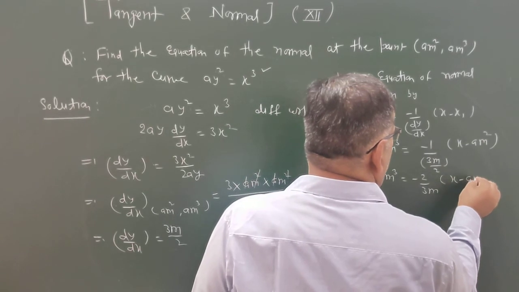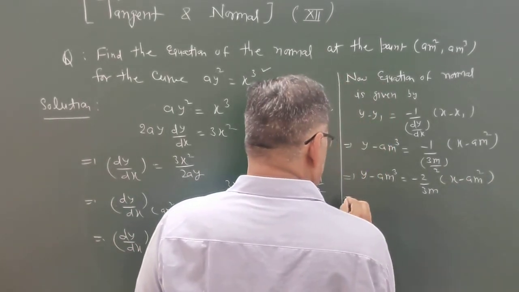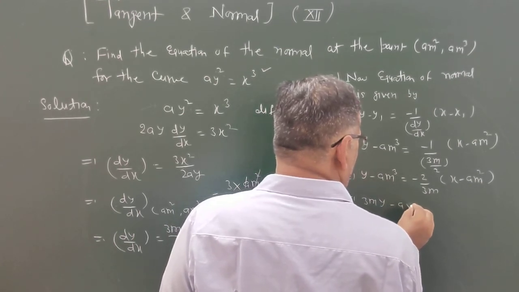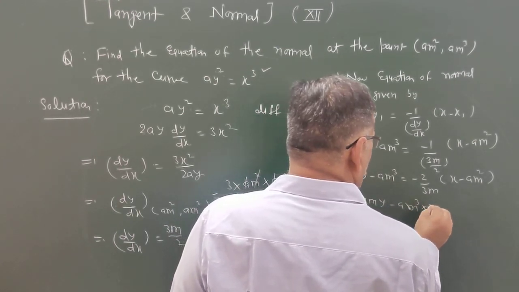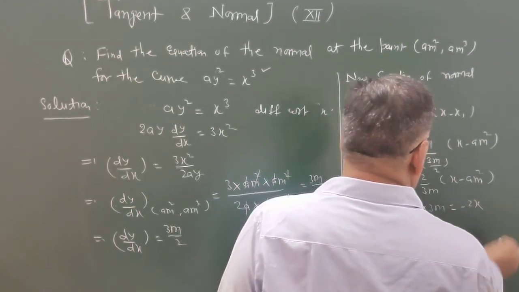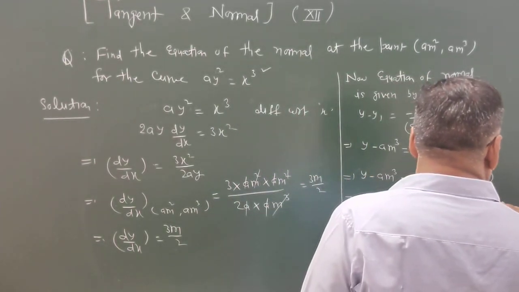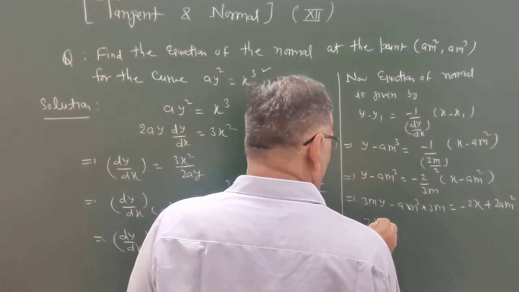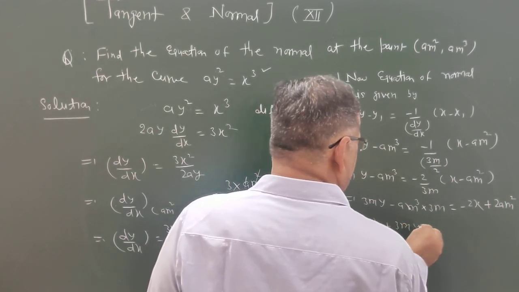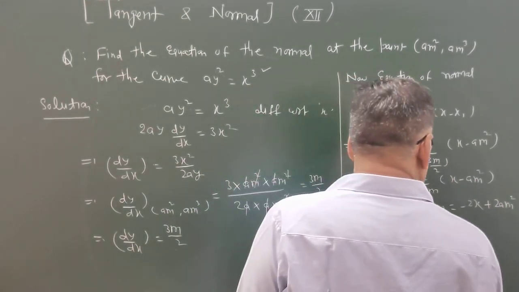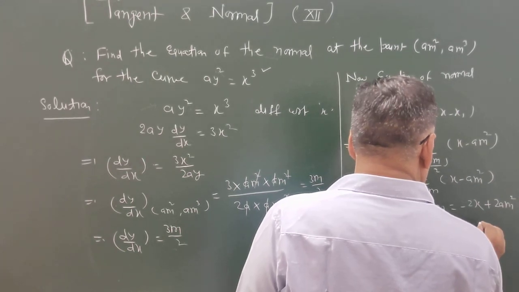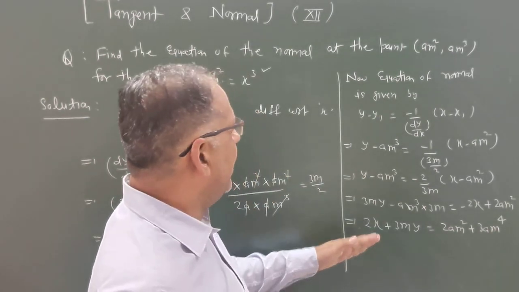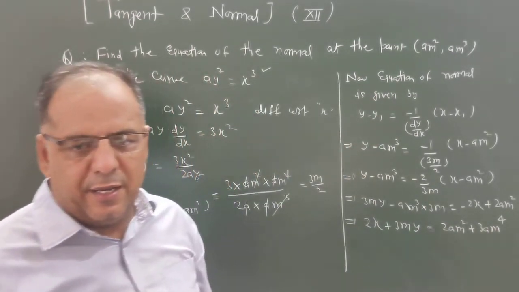Take the conversion of numerator and denominator. After cross multiplication we have 3my minus am cube into 3m equal to minus 2x plus 2am square. So arrange the terms in the straight line form. This becomes 2x plus 3my equal to 2am square plus 3am to the power 4. This is the equation of normal at the point am square comma am cube.